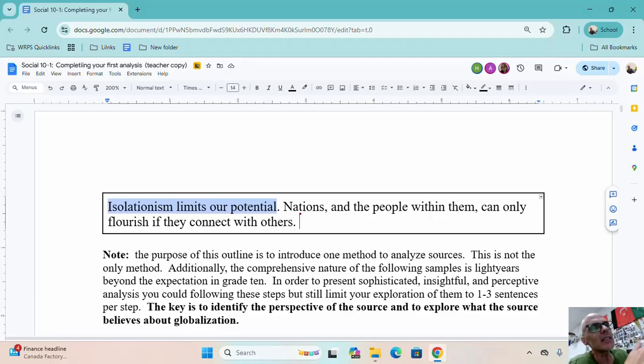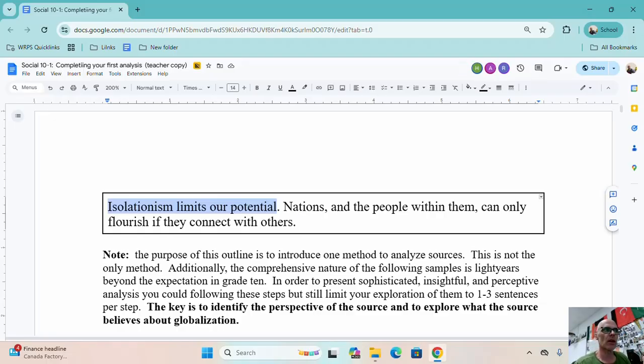But what the source doesn't do is fully develop what potential looks like. What dimension of globalization are we looking at when we mention potential? Are we talking about economic potential, social, political, or cultural potential? So I may begin my analysis paragraph with an identification of the anti-isolationist perspective found in the first sentence and how isolationism is used to suggest that if you practice that, you'll limit your potential.